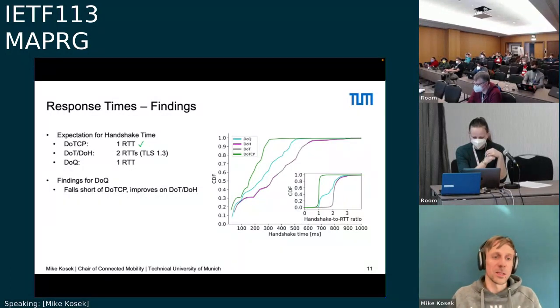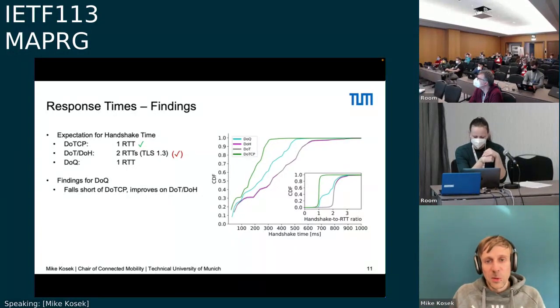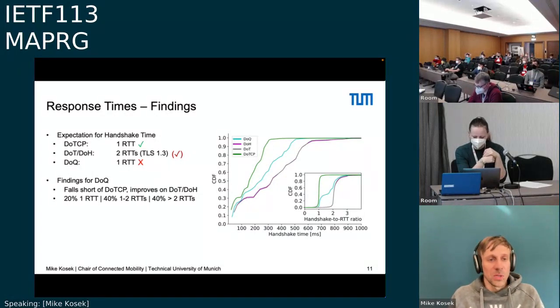If we now look at DNS over TLS and HTTPS, again overlapping here on the right-hand side, we see that it follows the distribution of two RTTs up until the median, and then it converges into a long tail. So this is somewhat confirmed. And for DNS over QUIC, we see a very weird distribution here. Around 20% of measurements follow the one RTT distribution, and then it converges into a long tail, where we see around 40% of measurements have a handshake to RTT ratio of more than 2 RTTs.